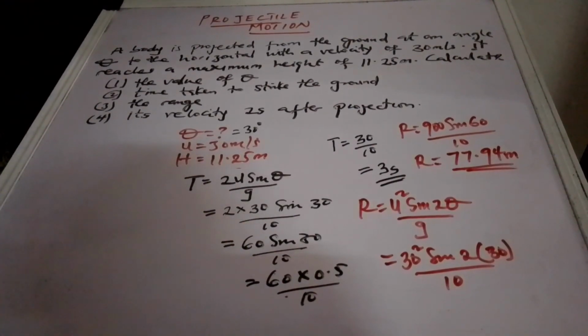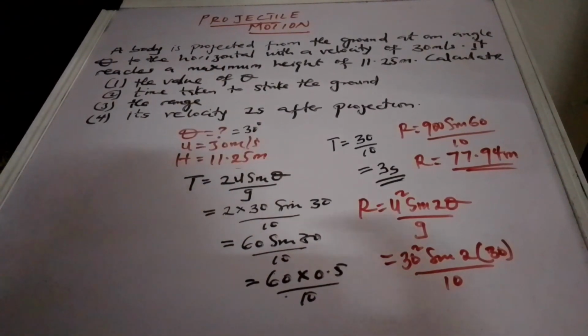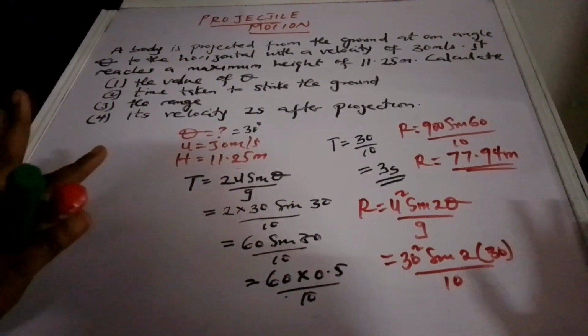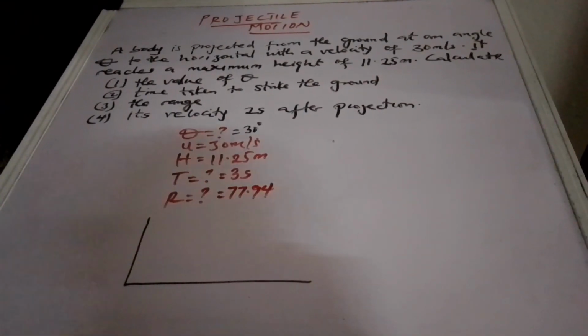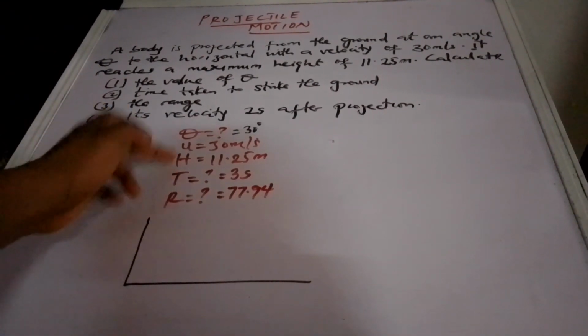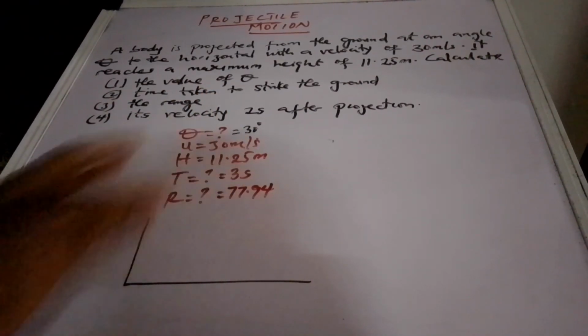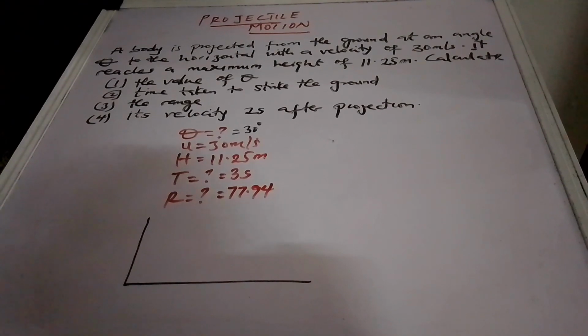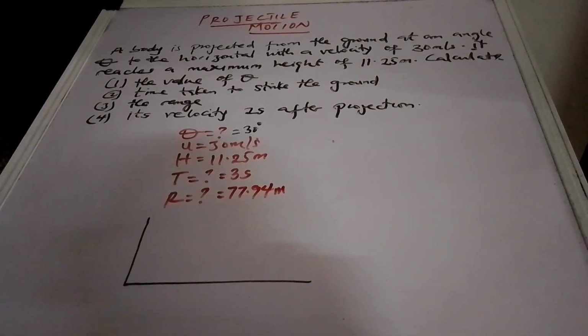Now let's look at something that is very important, the velocity 2 seconds after projection. So let me clean this and analyze that one so that we can solve. So now we have gotten our h to be 11.25, our total time to be 3 seconds, and our range to be 77.94 meter. Now let's look at our velocity 2 seconds after projection.